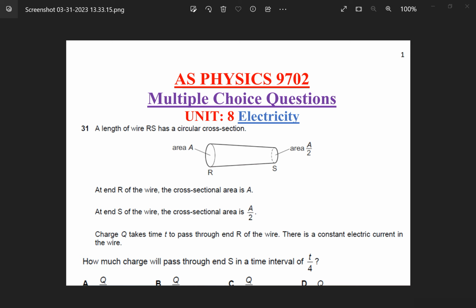Today I would like to take you to episode 3, or part 3, of the solved past paper questions under electricity and DC circuits. These are multiple choice questions, physics 9702.